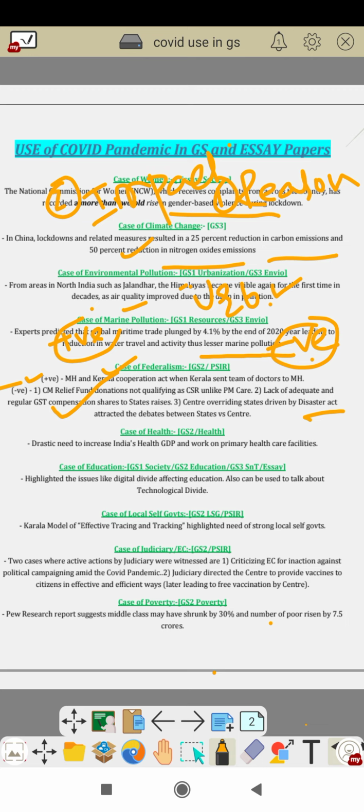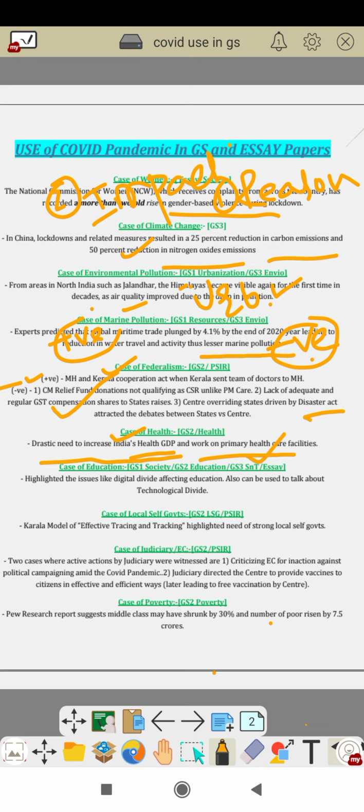As I have already posted in the Telegram channel, thanks to the COVID, we can expect a good number of health related questions in one way or the other. So we can use that the COVID pandemic has highlighted the drastic need to increase India's health GDP, and it has also highlighted the need to work upon the primary healthcare facilities.